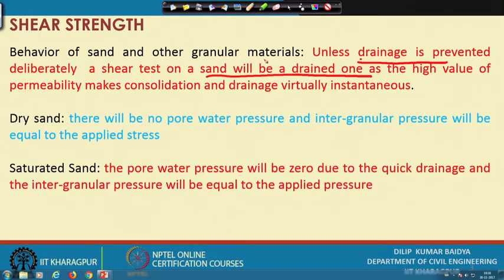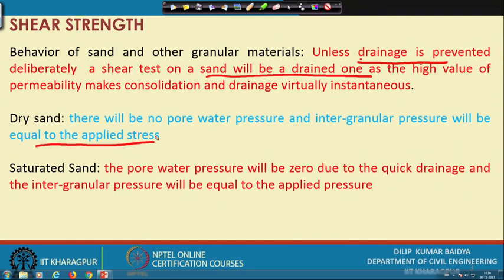Because of that, when you conduct a test on sand and granular soil, it will automatically be drained, unless we prevent drainage. And in dry sand, there will be no pore water pressure, and the intergranular pressure will be equal to the applied pressure.